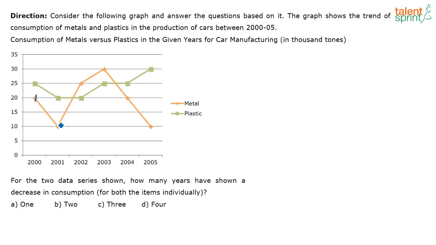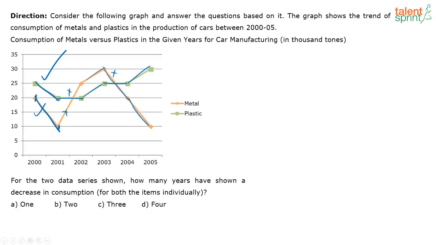Now if you see from 2000 to 2001, consumption of metal has decreased, consumption of plastic has also decreased. This is satisfying the condition that they are asking for, right? There is a decrease in consumption for both the items individually. Now if you look at the year 2002, plastic remains the same, only metal has increased. So that is not satisfying the condition. Now here again both are increasing. Here one is decreasing, one is constant. That is also not true. Here one is increasing, one is decreasing.